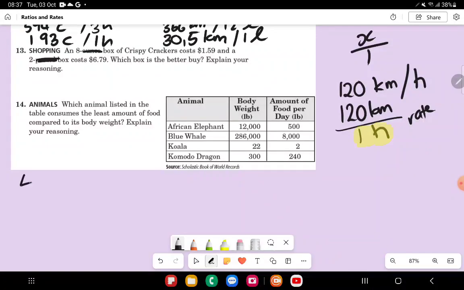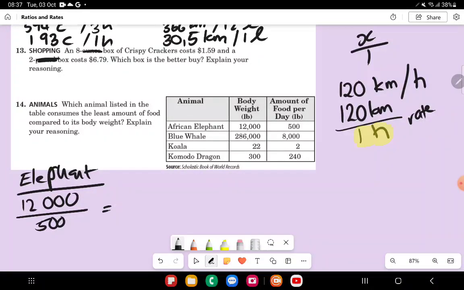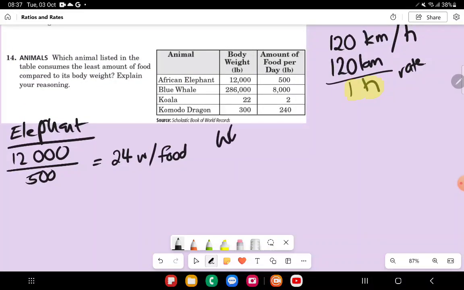Our elephant is 12,000 over 500. So we divide both by 500 and that gives us a unit rate of 24 pounds of body weight for every 1 pound of food. Let's look at the whale.